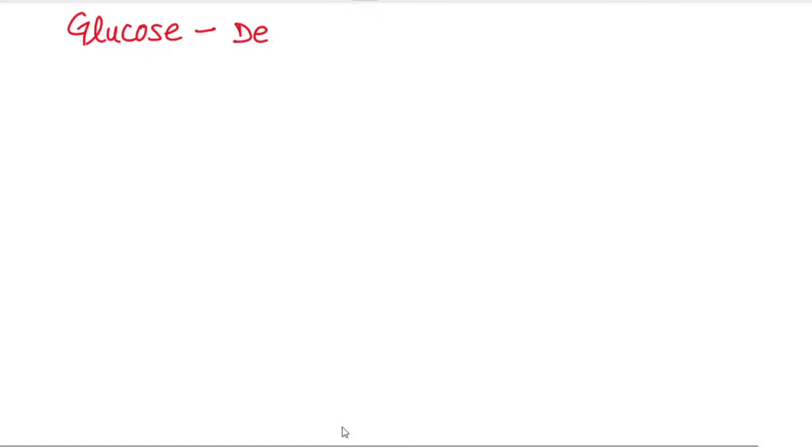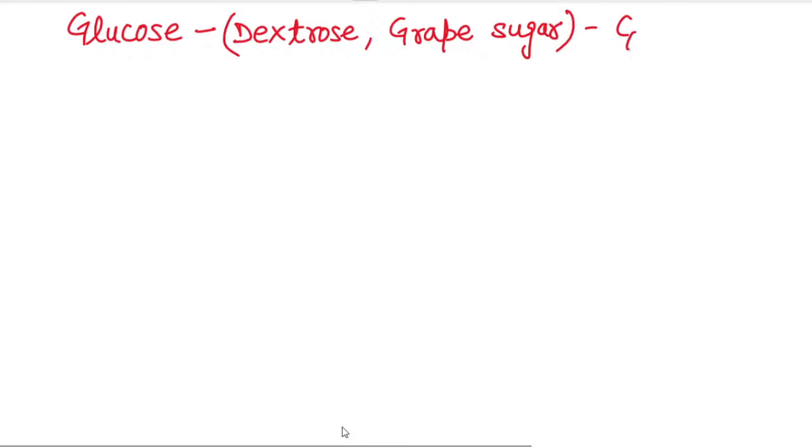Now today we will start glucose. Glucose is also known as dextrose, or it is also called grape sugar, and its molecular formula is C6H12O6. Am I right? You all know it.